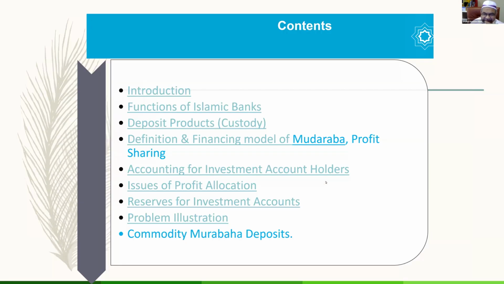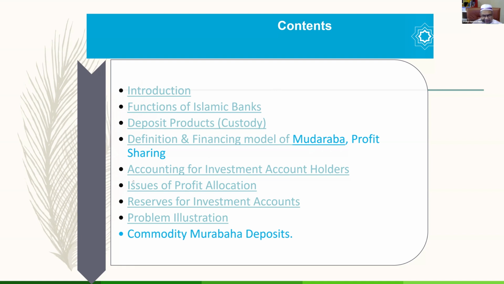So, this is our content for today. I don't think we'll finish everything, but let's see how much we can cover. All right, so we just do the introduction, the function of Islamic banks as opposed to conventional, and deposit products. Today we'll only be concentrating on the deposit side of Islamic banking, not the financing side. So we will look at the definition and financing model of Mudaraba, profit sharing, and accounting for investment. This one I'm not going to do in detail, but there are certain things which you might have to be aware of.